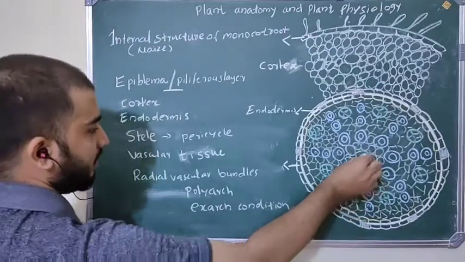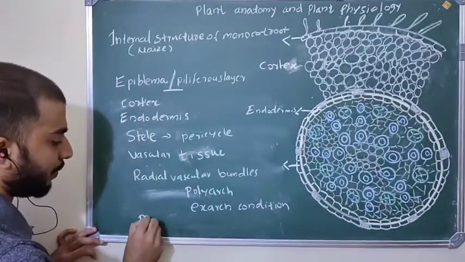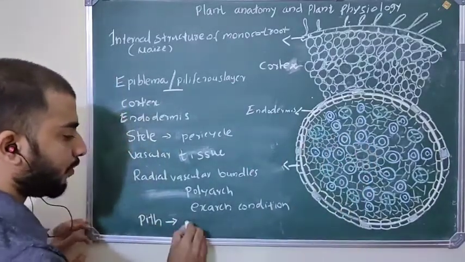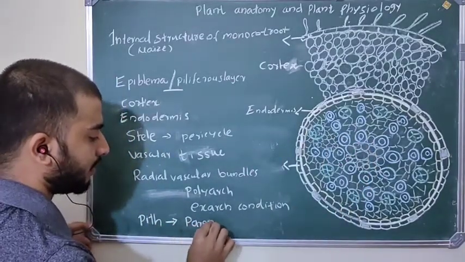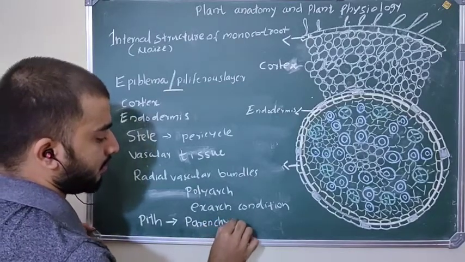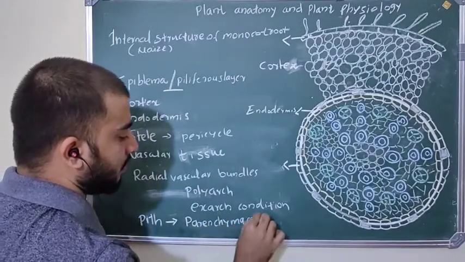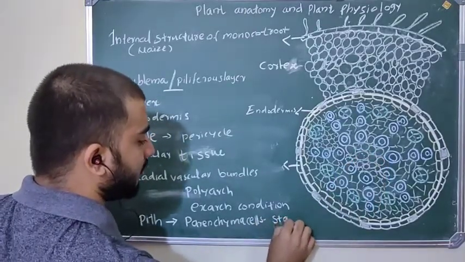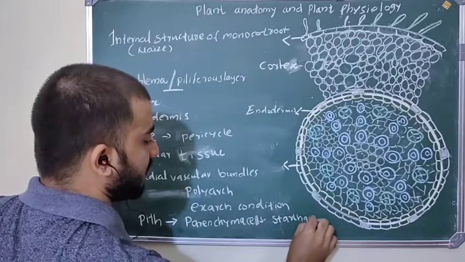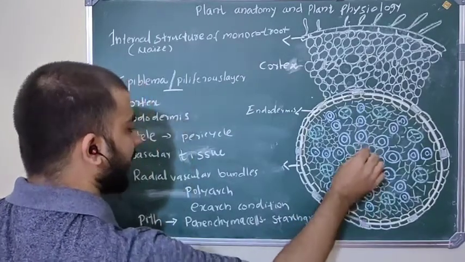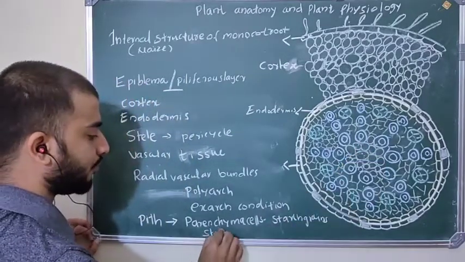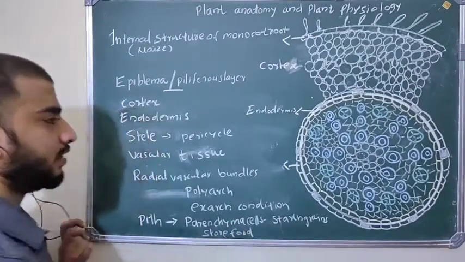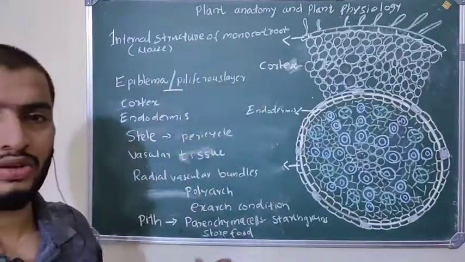Then at the center you can see the pit, which is made up of parenchyma cells. In these parenchyma cells, starch grains are present. Starch grains form, and these parenchyma cells store food material. In this pit they also store food material. So this is about the internal structure of monocot root.